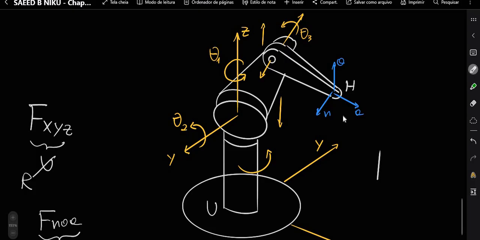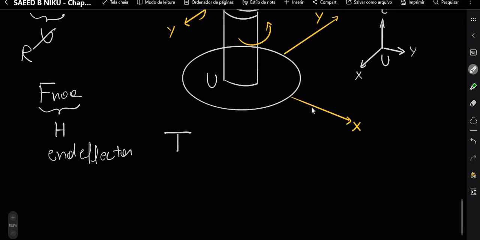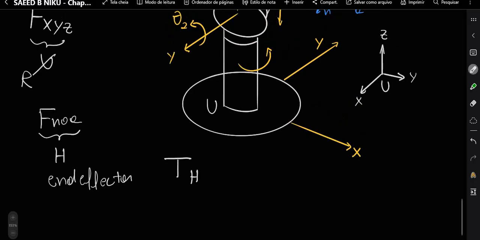So we can even draw a reference system, a reference frame, which is also a coordinate system. Z, X, Y. So it is a transformation of the H frame in relation to the R frame, the U frame, which turns into the R frame.